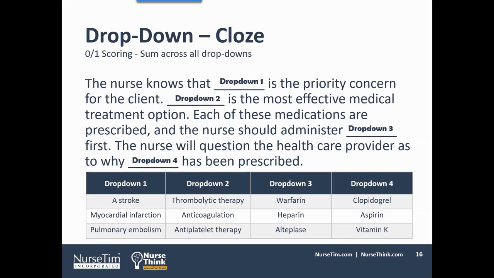Then they're going to move on to the second drop down option. Okay, so these are also scored so that you have 1 point for each correct sentence. So this has 4 drop down options. This particular question would be worth 4 points.